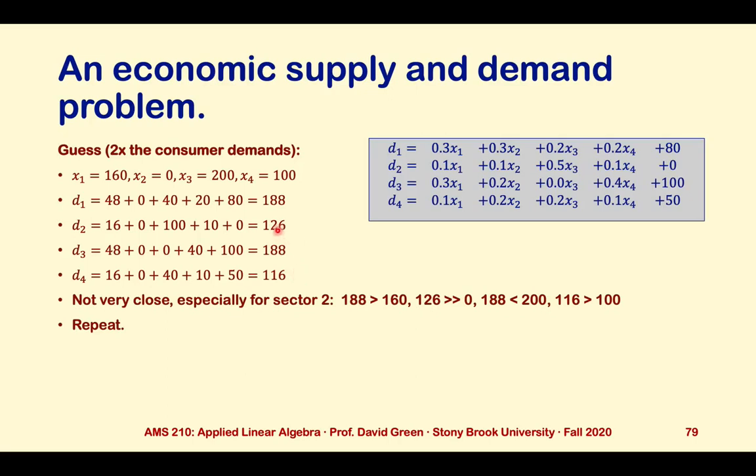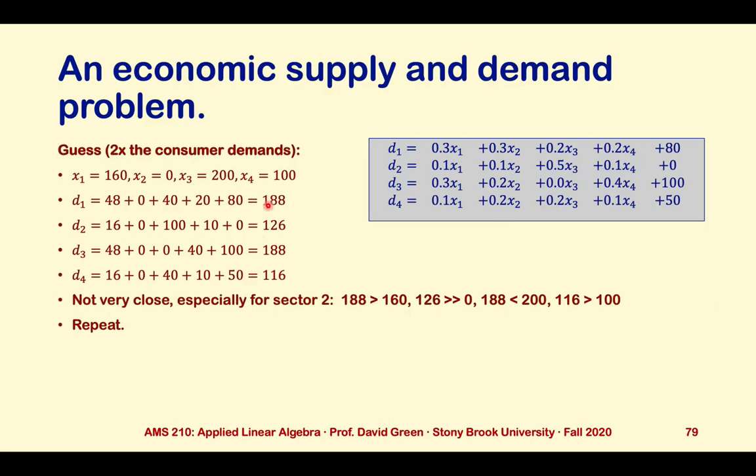In particular for this second sector, because we had a consumer demand of 0, we guessed 0, it turns out as being 126. Huge difference. Some of the demands that we calculate are a little bit bigger. 188 is more than 160. Some are a little bit less. 188 is less than 200, and so on. But we're obviously nowhere close to our initial guess, so we would repeat.